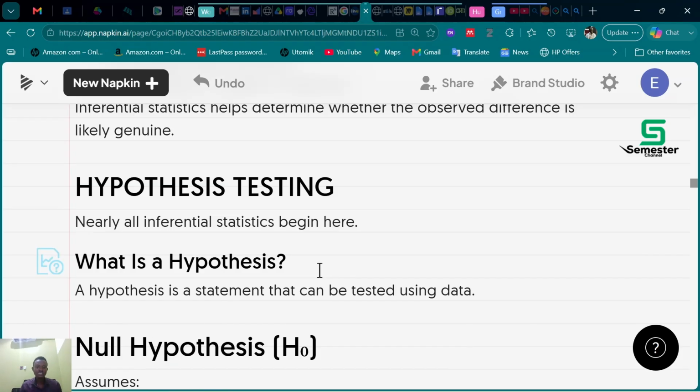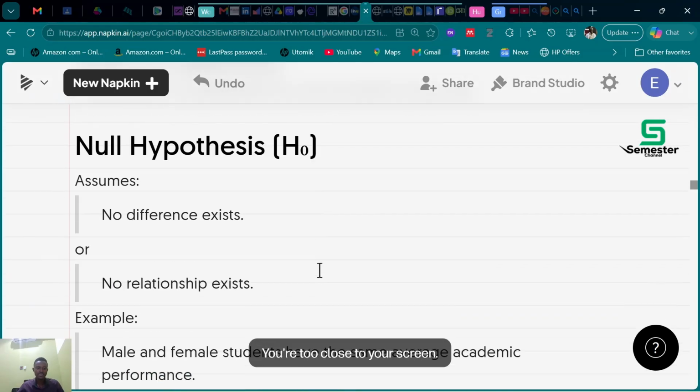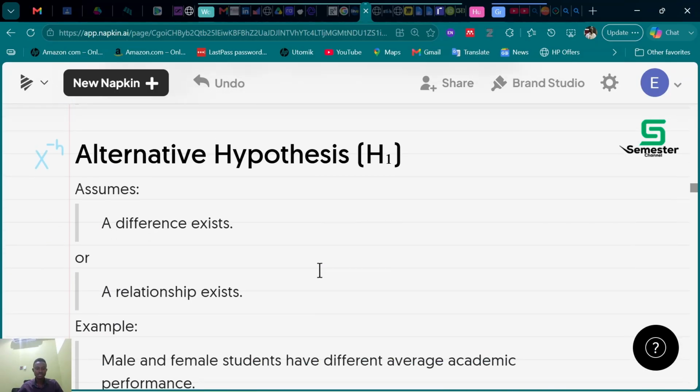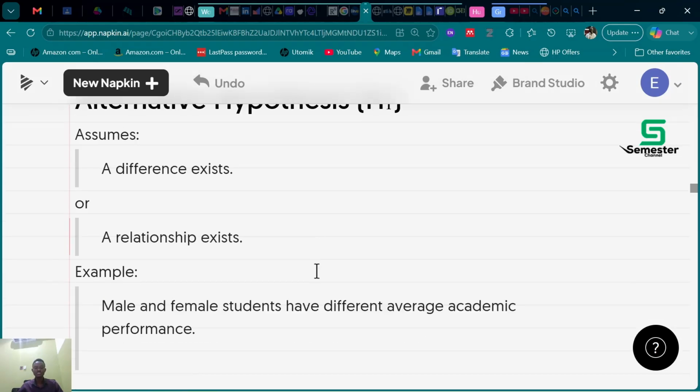And nearly all inferential statistics begin with hypothesis testing. I spoke about this in chapter 1, hypothesis testing. We have the null hypothesis and then the alternative hypothesis, where the null says there is no difference. The alternative says there is a difference or there is a relationship.